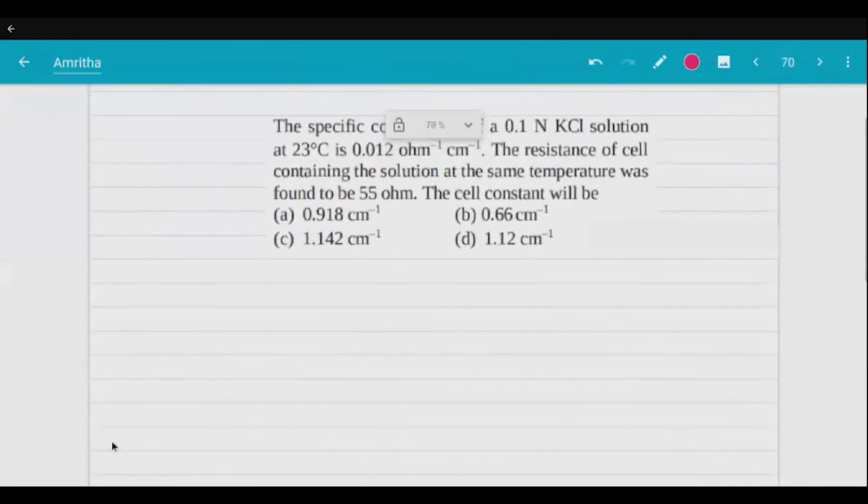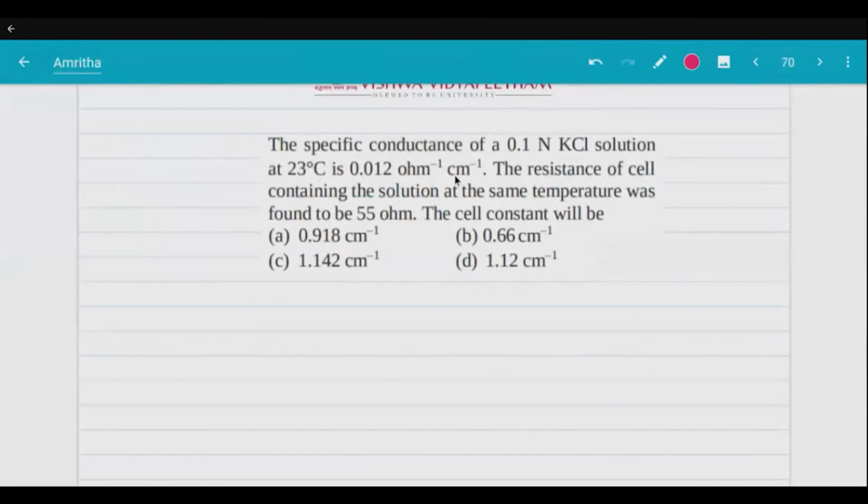Very important model here. Types of conductance is covered in this question. Specific conductance of a KCl solution is given. Look at the units. With these units, you should get clarity. What is given here? K is given, 0.012 ohm inverse centimeter inverse. Resistance of the cell containing the solution at the same temperature is given, 55.